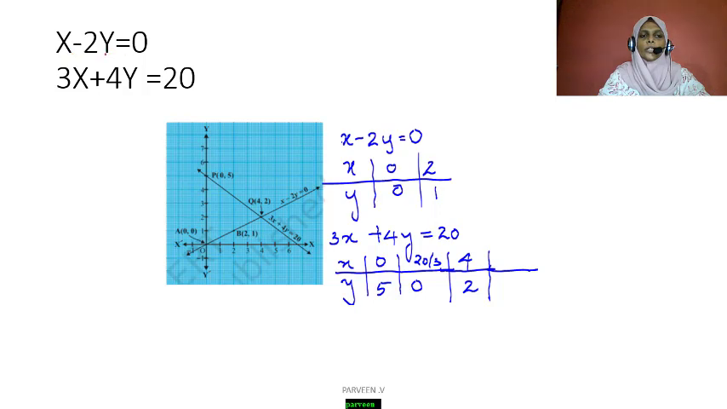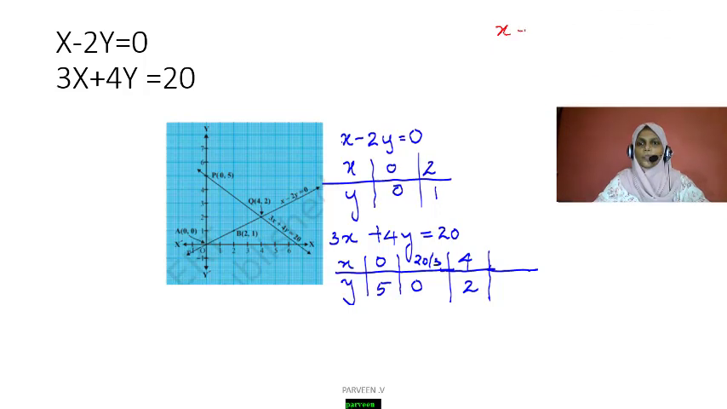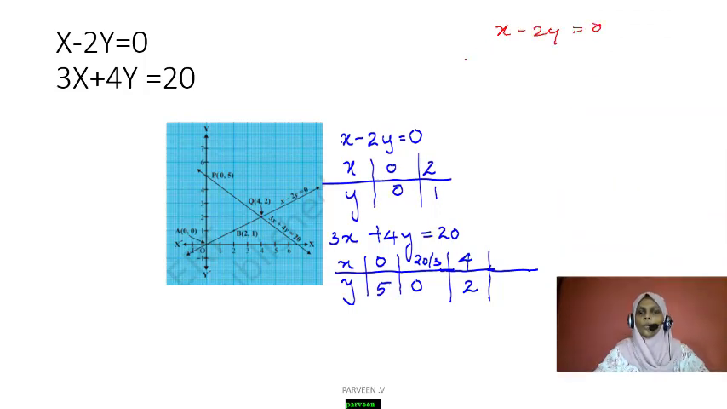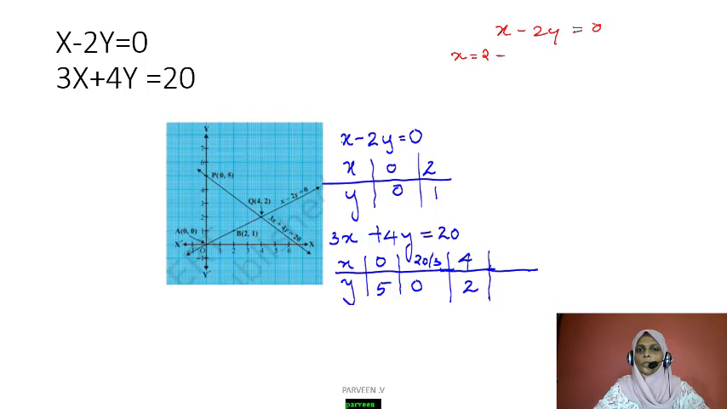Let's consider the equations x minus 2y is equal to 0, 3x plus 4y equal to 20. We have done the table here and drawn the graph. We'll go through the table once. x minus 2y is 0, x was 0, y is 0. So it's tallied here. When x becomes 2, y is becoming 1. And you can check it here. x minus 2y is equal to 0. When x is equal to 2, this implies 2 minus 2y is 0. So 2 is equal to 2y. You get y is equal to 1.